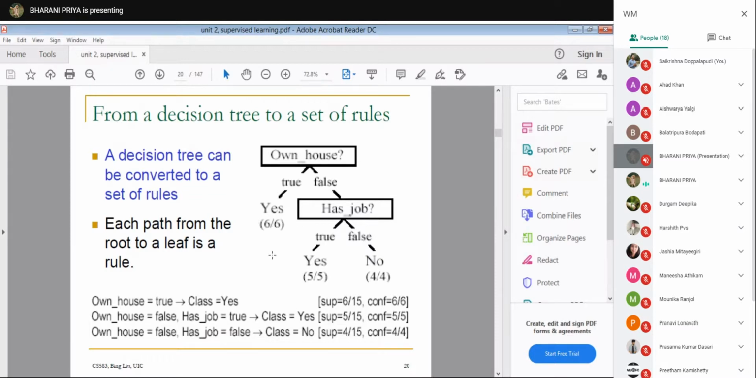When the class labels all have a single name, no need to further classify it, further divide. All the class values should be the same.